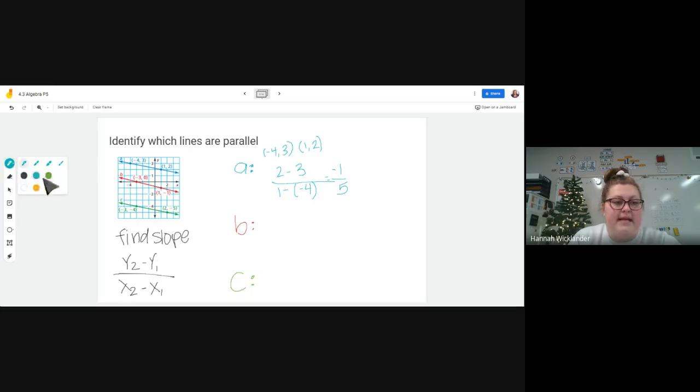Now I'm going to find my second slope of line B, the red line. So I'm going to go -3, 0, 1, -1. Slope formula.